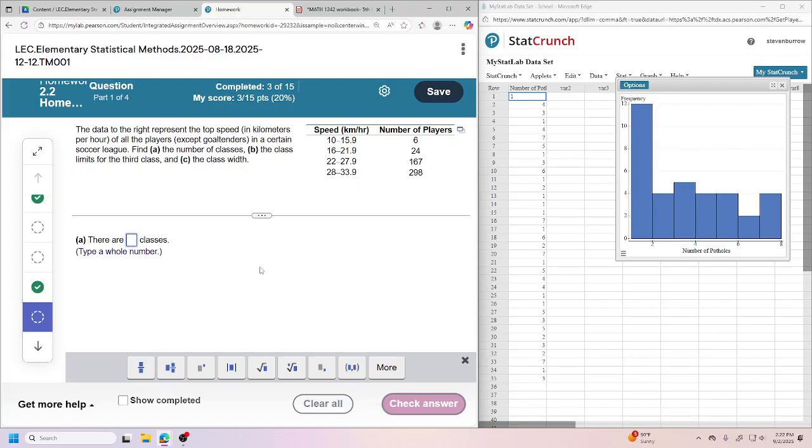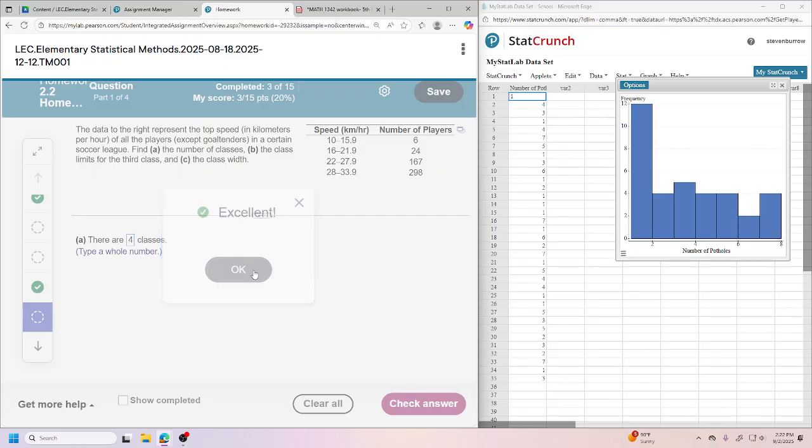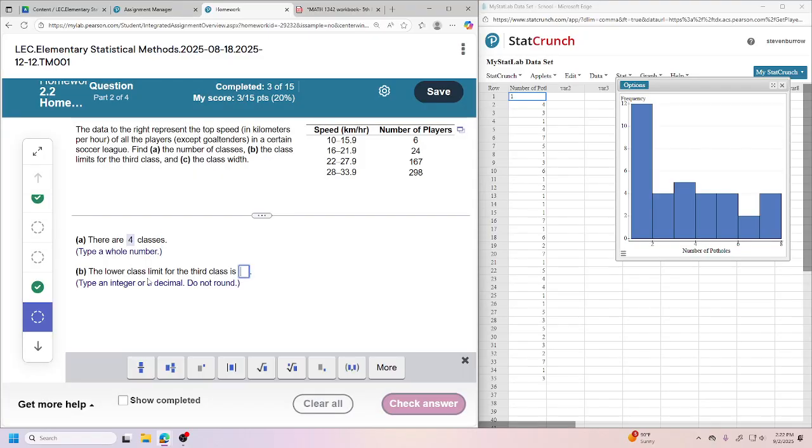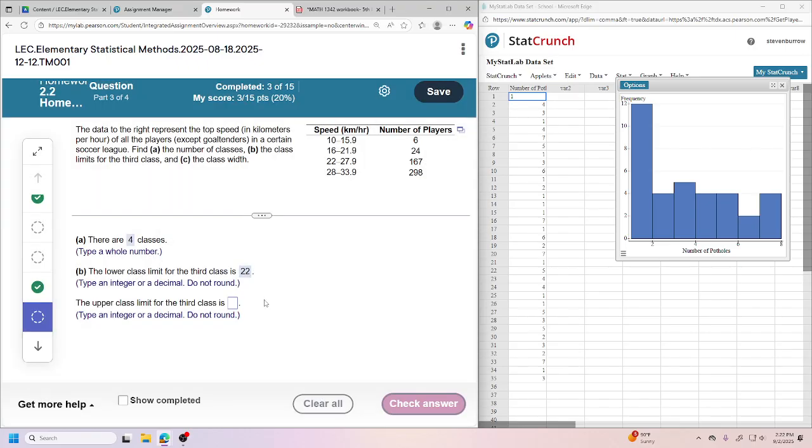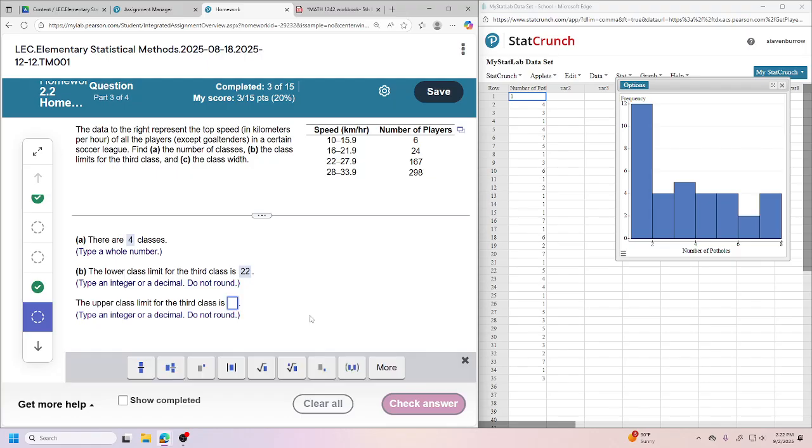So there are how many classes? You help me. What would I put here? How many different groups do we got? 4. Easy enough. The lower class limit for the third class. Okay, so third class is this guy. So what's the lower limit? 22. And we didn't talk about that, but you can see it's pretty straightforward. What's the upper class limit for the third class? What would you put for this? That's what I'm thinking. That's what they have.